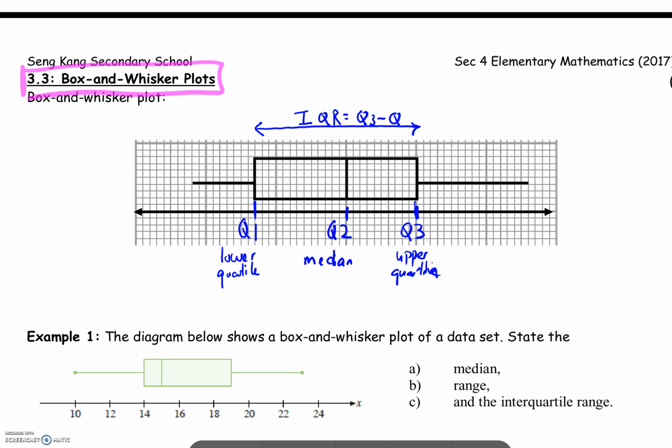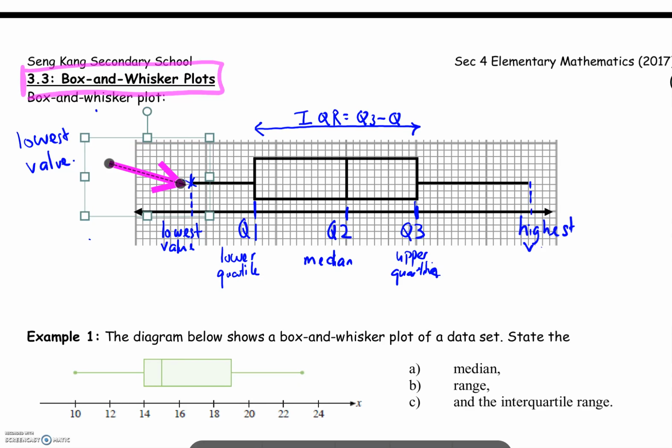Alright, now what does this number mean? Can you see? 0, the starting. We say that this is the 0. No, this is the lowest value. So this here is the lowest value. Then the other end will be the highest value.